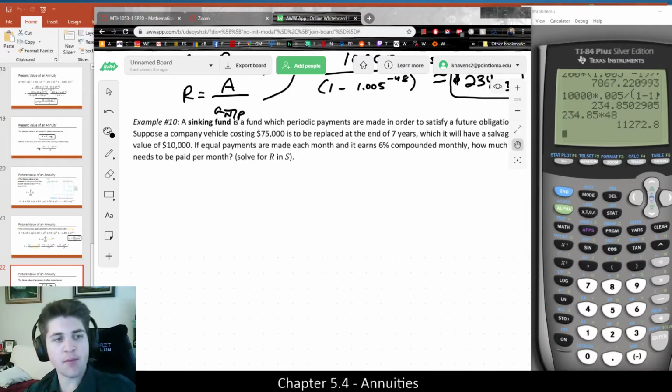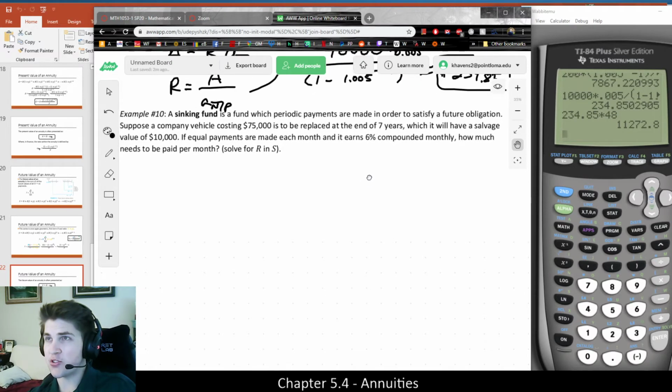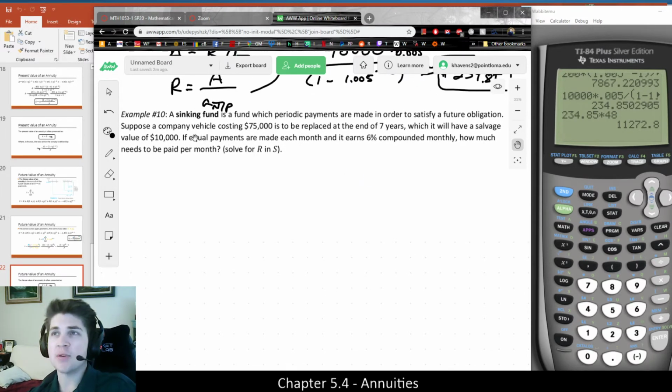In the last example from the packet, very similar to example number 9, we're going to talk about a sinking fund. A sinking fund is a fund into which periodic payments are made in order to satisfy a future obligation. So suppose a company vehicle which costs $75,000 is to be replaced at the end of 7 years, at which time it will be valued for salvage at $10,000.